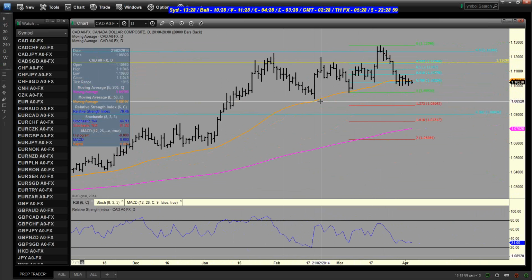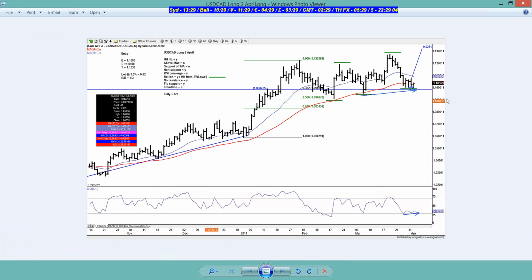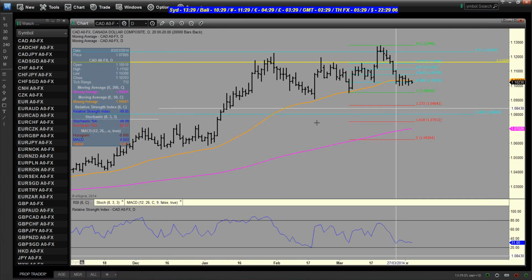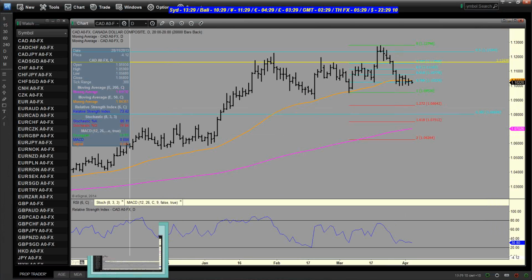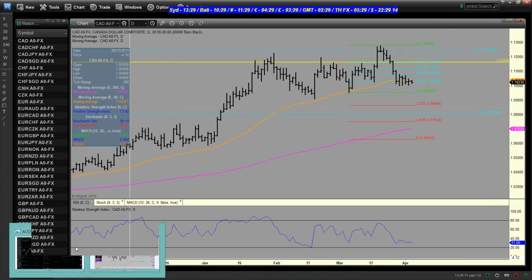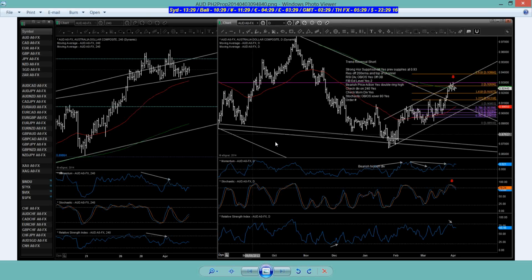It's interesting. Wait for the buying, mate. Wait for the buying. Haven't seen it yet. Okay. Aussie phase 2. Daily trend reversal short.